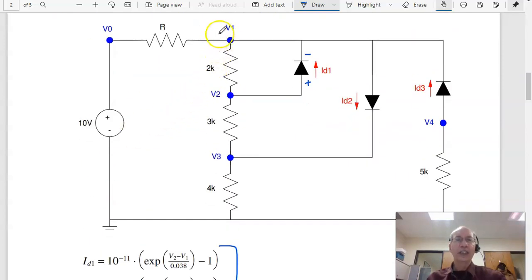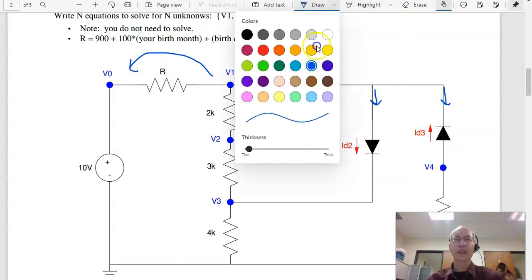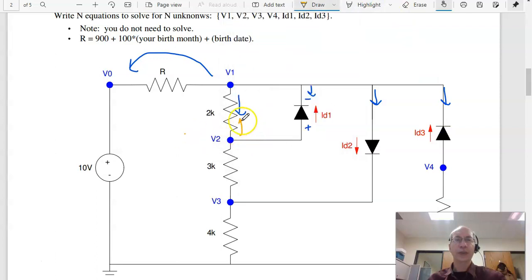Then the voltage node equation is at node 1, the sum of the current from the node equals 0. So the current left plus the current down plus this current plus this current plus that current, that's everything. That's got to be 0. That's your V1 minus V0 over R plus V1 minus V2 over 2K minus ID1 plus ID2 minus ID3 equals 0. At node 2, let's do that one in orange. The current up, current down, current right equals 0. That's V2 minus V1 over 2K plus V2 minus V3 over 3K plus ID1 equals 0.